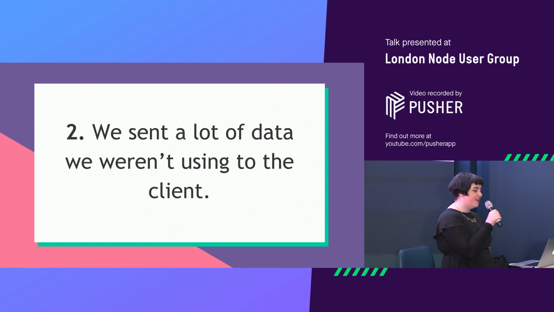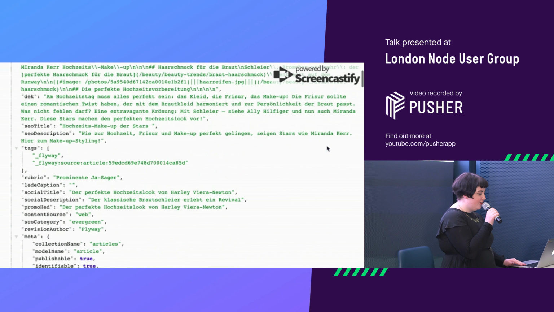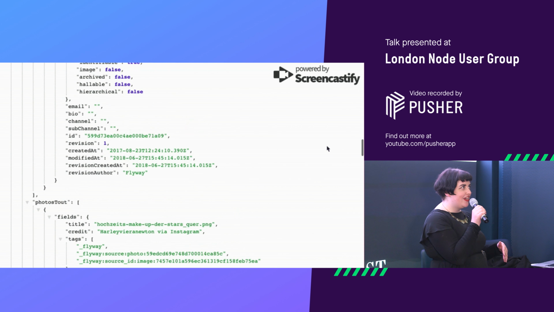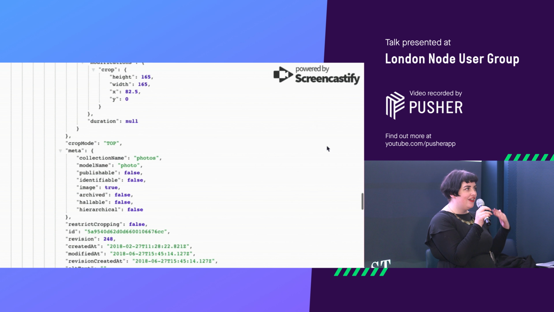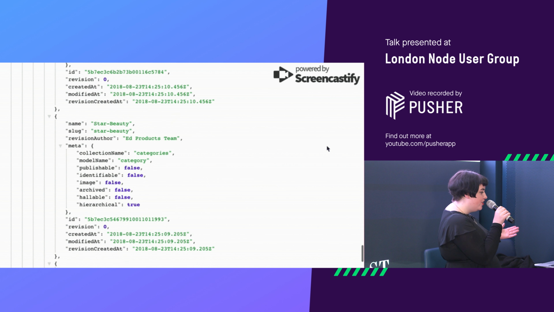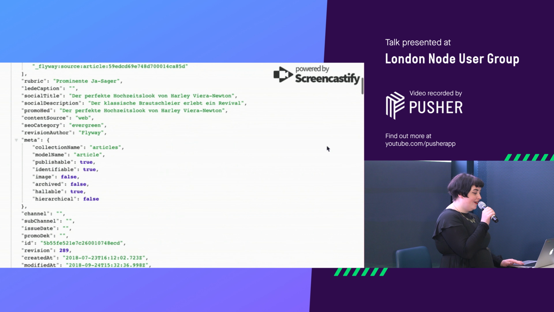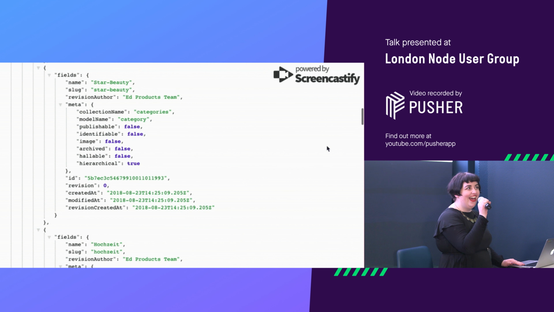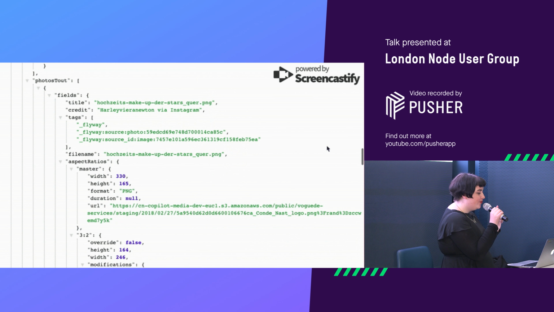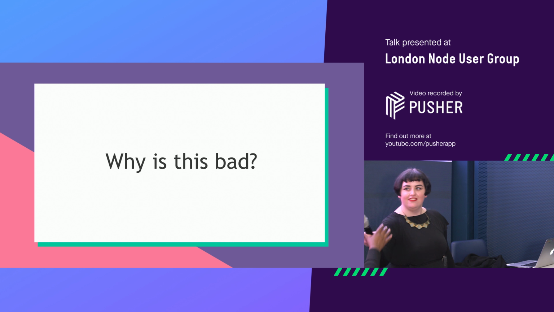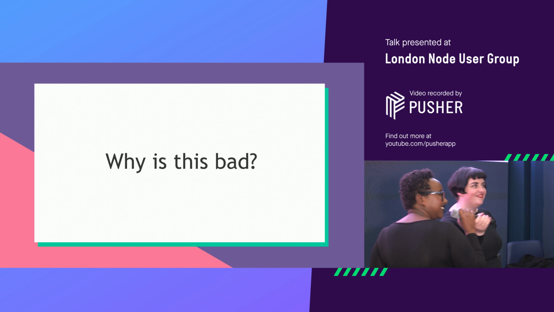Problem number 2. We sent a lot of data that we weren't using to the client into our Redux store. So this is the full set of data that we would get back when making a request to the content API for an article. It's a lot of data. And a lot of this data, not all of it made it to the client, but a lot of it did. Why is this bad, Michelle?